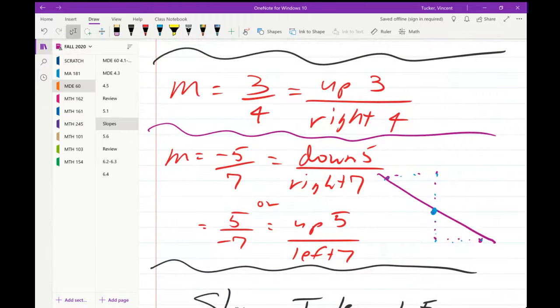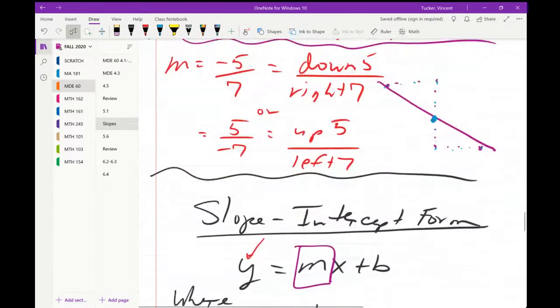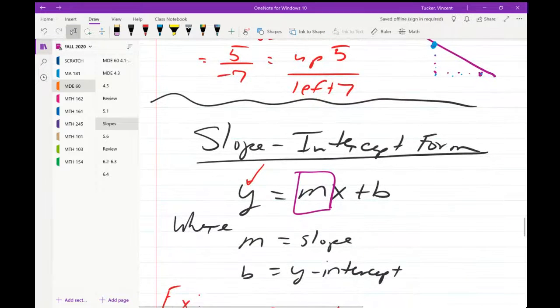All right, questions before we go to the next piece of this. All right, so before we actually use the graph, we have to recognize our slope-intercept form. That's y equals mx plus b. So whenever your equation is solved for y, it's in slope-intercept form. So if y is by itself, that means your equation is in slope-intercept form, where your slope is m and then b is your y-intercept.